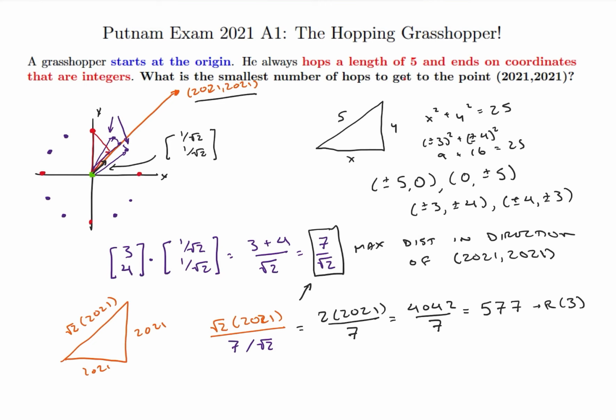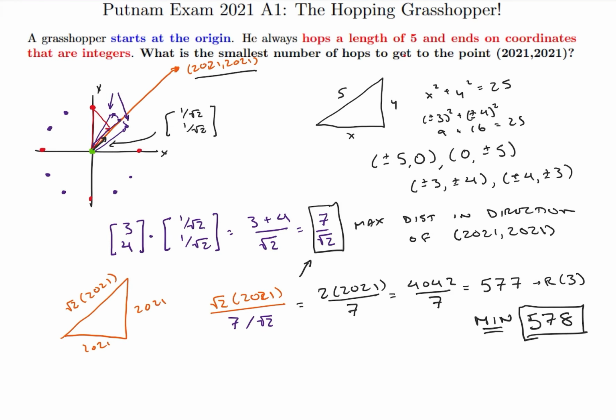Okay, so the minimum number of moves I can make at best case scenario would have to be 578. Okay, so I've just shown that the minimum number of possible moves would be 578. So let's take a look at this.